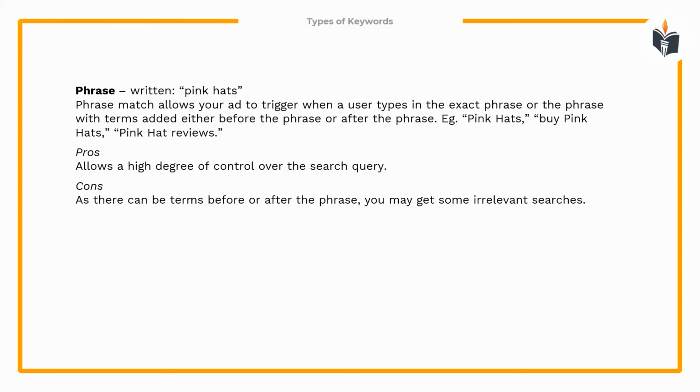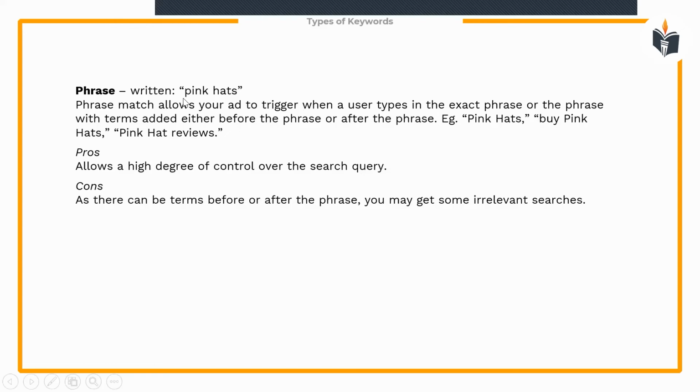Next is phrase. So when you put things in double inverted commas, now things change. Phrase match allows your ad to trigger when a user types in the exact phrase, or the phrase with a search term added either before or after it. Okay, so pink hats, buy pink hats, pink hat reviews, these are the examples. So in phrase, something can be before it or after it, but nothing in between. So it is a step ahead from modified broad.